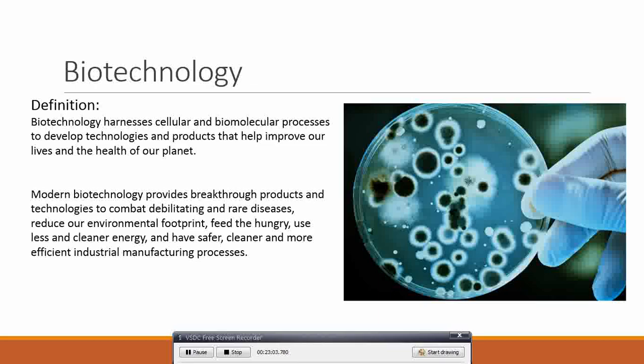Modern biotechnology provides breakthrough products and technologies to combat debilitating and rare diseases, reduce of environmental footprint, feed the hungry, use less, cleaner energy, safer, cleaner, more efficient industrial manufacturing process. Jadi orang banyak bergerak kepada semua perkara-perkara bio-organic, biomaterial, bio, kan.